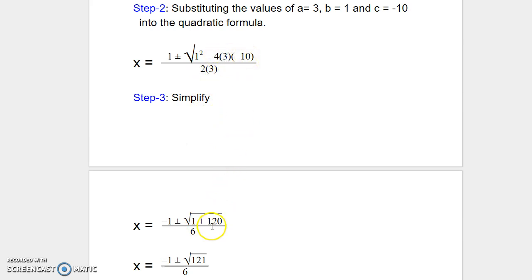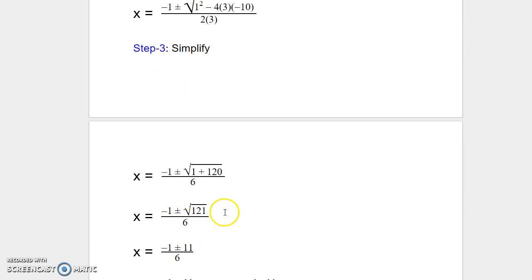12 times 10 is 120, divided by 2 times 3 is 6. Okay, now we're going to further simplify this. Negative 1 plus or minus the square root of 1 plus 120. 1 plus 120 is 121. So negative 1 plus or minus the square root of 121 divided by 6.